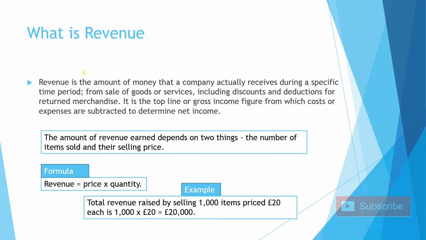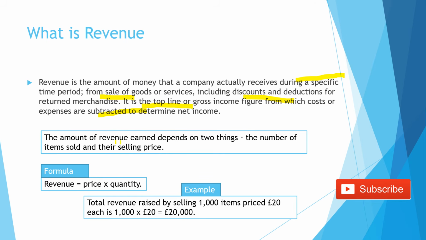So what is revenue, you might be thinking? Revenue is the amount of money that a company actually receives during a specific time period from sales of goods or services. So these include discounts and deductions for returned merchandise. It is the top line or gross income figure from which costs or expenses are subtracted to determine net income. So we'll understand net income a little bit later. I'll explain what net income is.